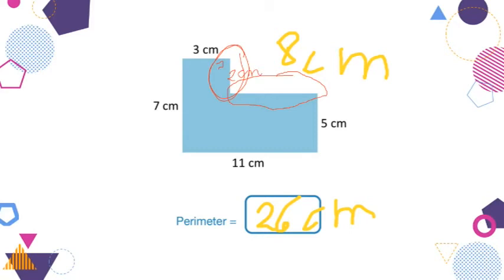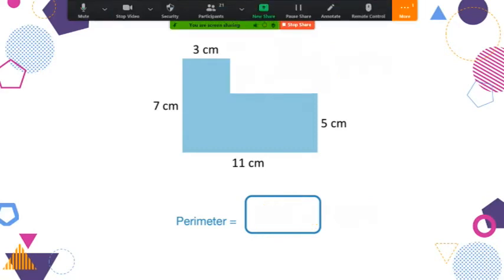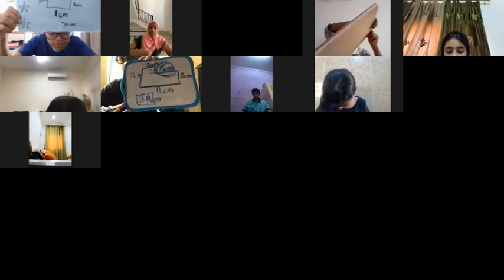Now let's add them all up. I want to see your answers. Show me your whiteboards. Okay, 36. Alwar, 36.